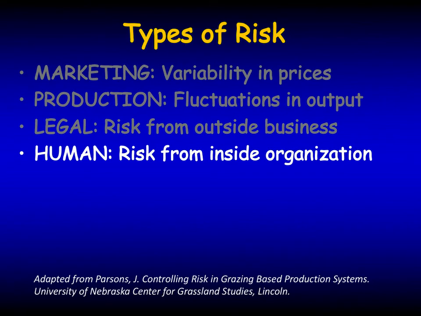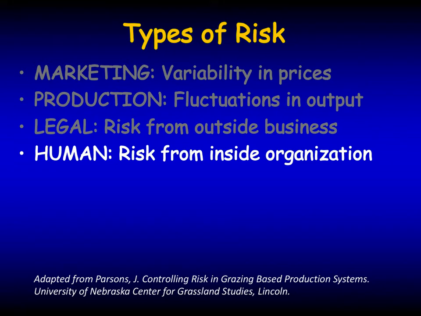And then we've got human risk, and that's risk from inside our organization. So someone gets hurt in an accident that works for us on the farm is a type of human risk. Or someone leaves that's a very integral part of our operation. That's another type of risk that we have in our operation.